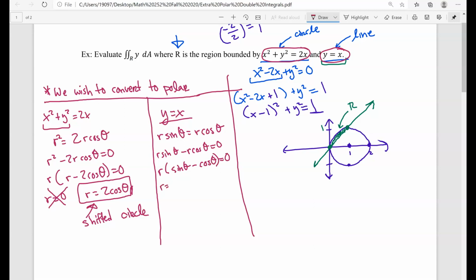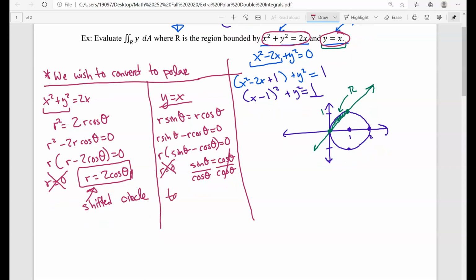You can see that r equals 0 is not really going to give us the equation of the line. So all we have is sine theta equals cosine theta. And one thing that I can do is divide this by cosine, and notice that this gives me tangent of theta equals 1. Then if I take inverse tangent, you can see that theta equals pi over 4. So theta equals pi over 4 is basically this y equals x line.